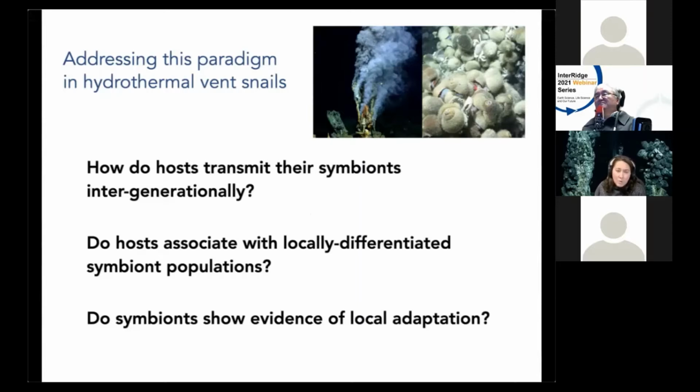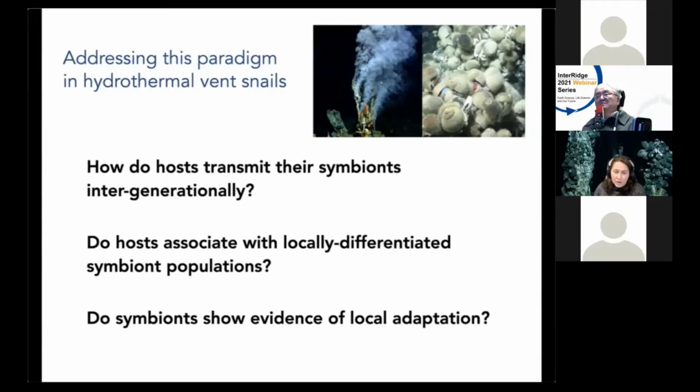And so in general, what I'll be talking about today is some questions that we've been asking about how these hosts transmit their symbionts to their progeny. And then also looking at whether these hosts associate with locally differentiated symbiont populations. And if these symbiont populations are different, depending on geography, do we see evidence for local adaptation or functional differences between symbionts at different sites?